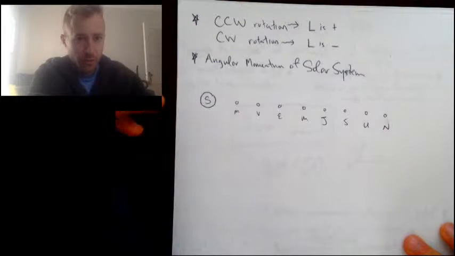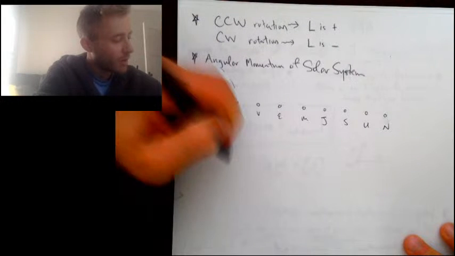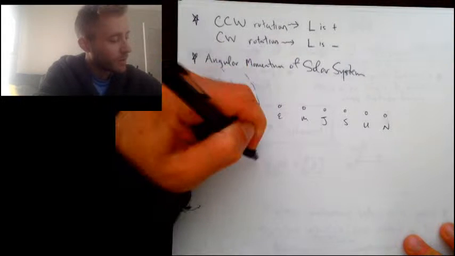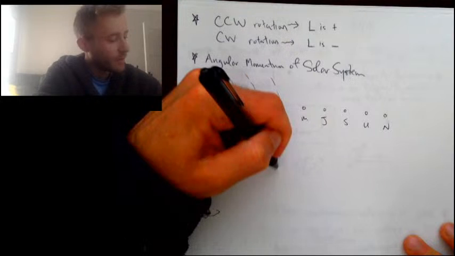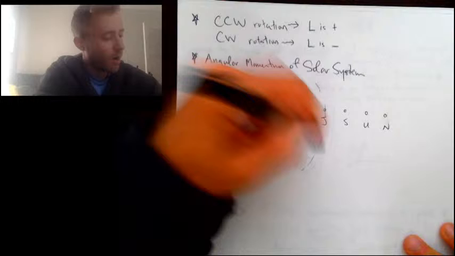It turns out that all of the planets are orbiting around the sun in the same sense. They all have positive orbital angular momentum.